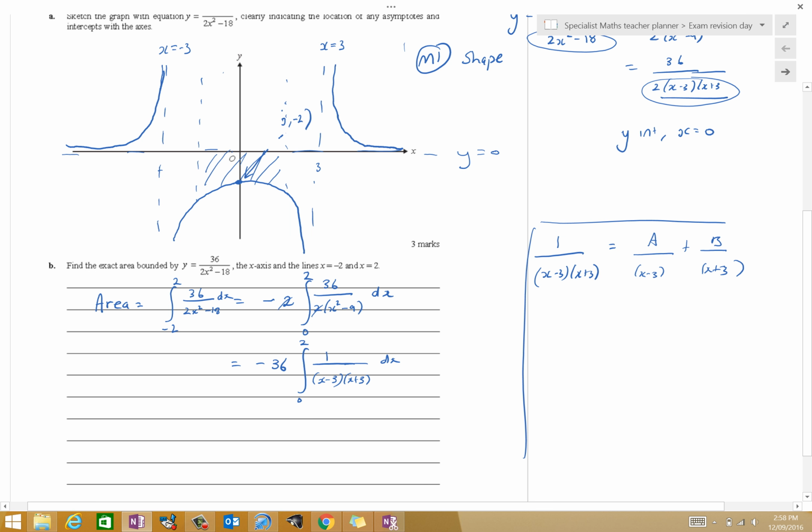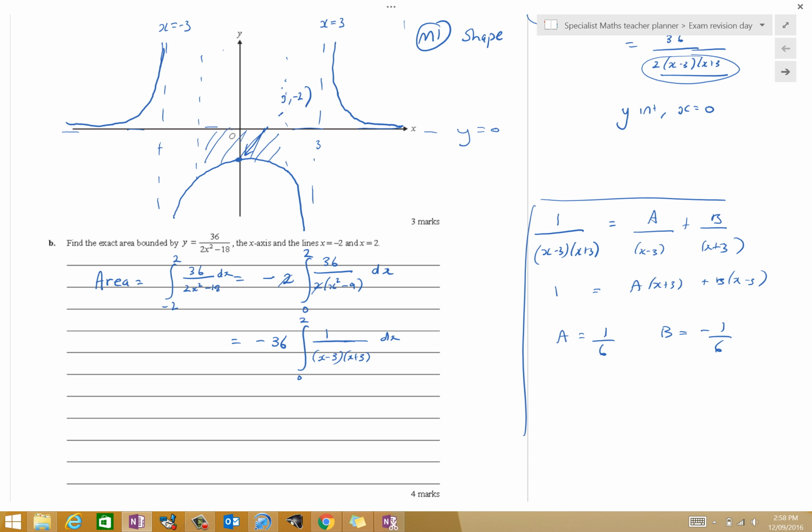Now, if I'm multiplying them across, therefore I've got 1 is equal to a outside of x plus 3 plus b outside of x minus 3. And I'm going to let x equal 3. If I let x equal 3, that would give me 6a is equal to 1, so a would be equal to 1/6. And if I did it the other way, x equals minus 3, I would get b is equal to negative 1/6.